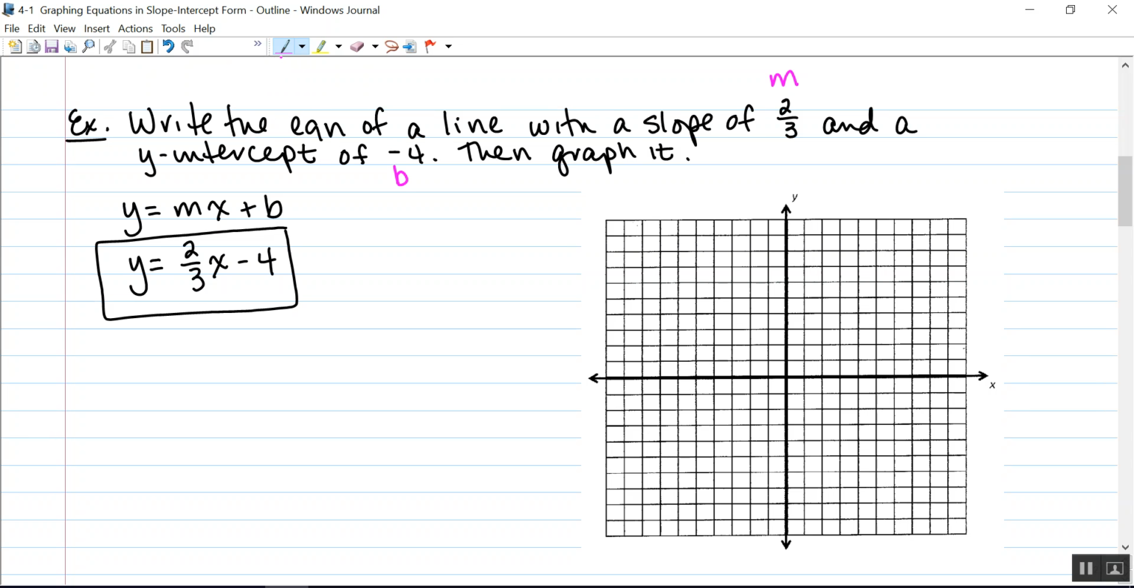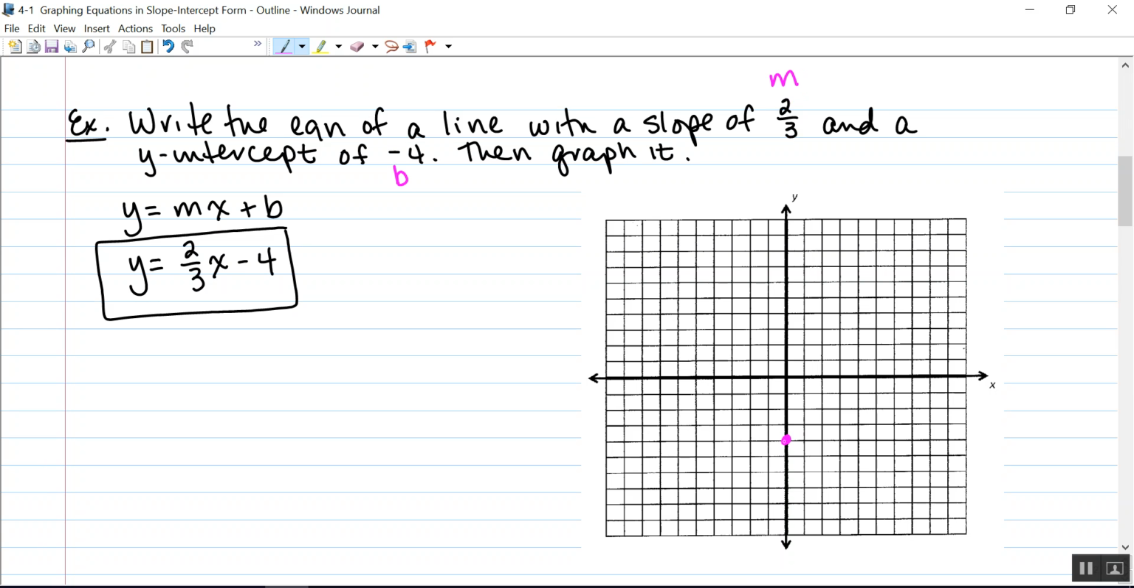To graph this line, we're going to begin with the y-intercept. My b is -4. That's where I'm going to begin on the y-axis. So I'll plot -4 on the y-axis. That's my y-intercept. Now my slope is 2/3. It's designated by the letter m, and that tells me how I'm going to move. You may remember this from when we graphed direct variation equations in the last chapter.